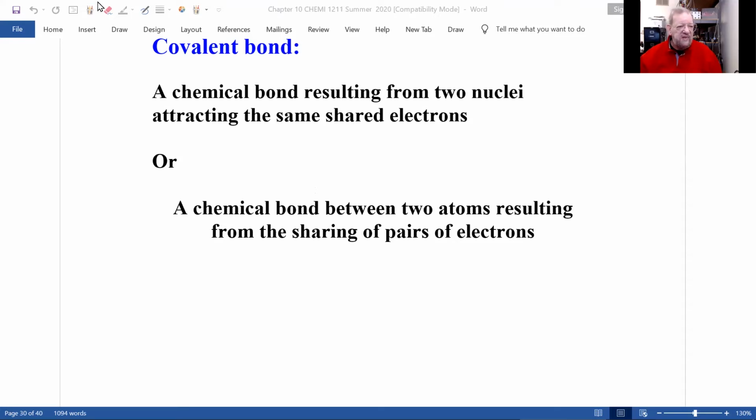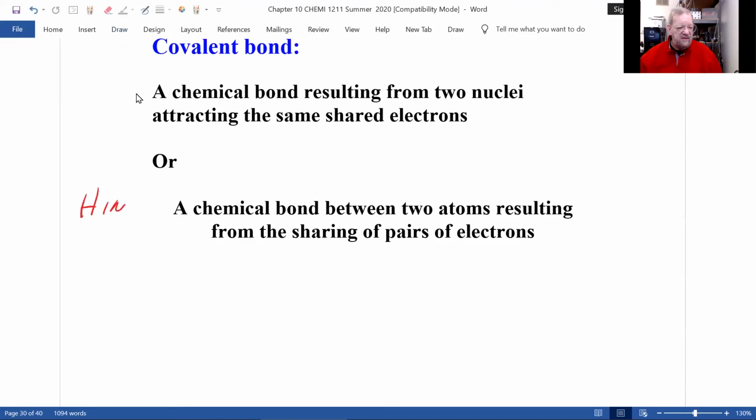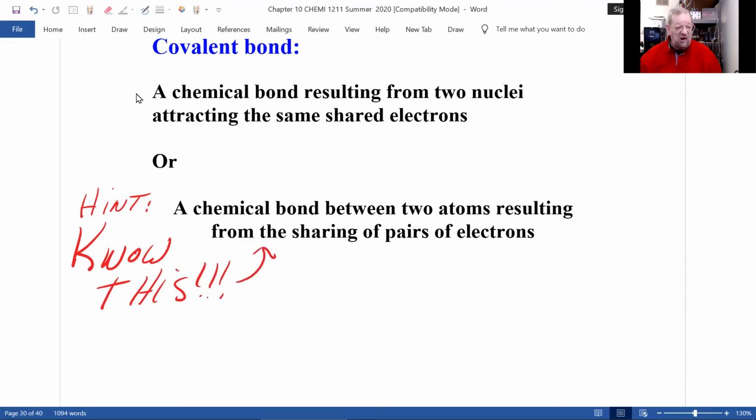And it's time for Dr. White to be subtle. Get the message? So you should know that a chemical bond results from the sharing of pairs of electrons between two atoms.